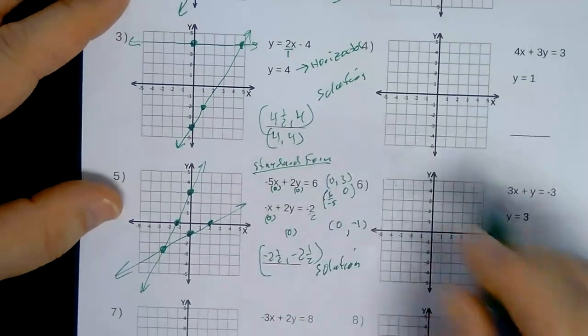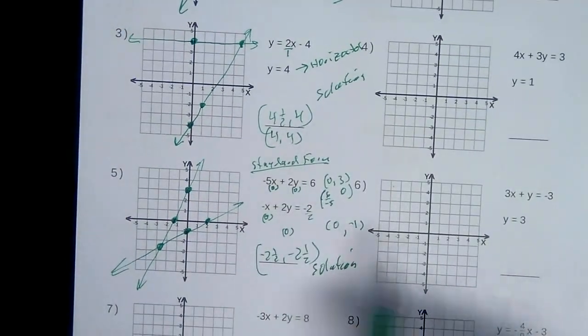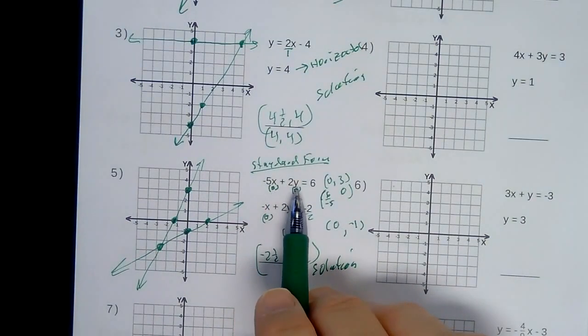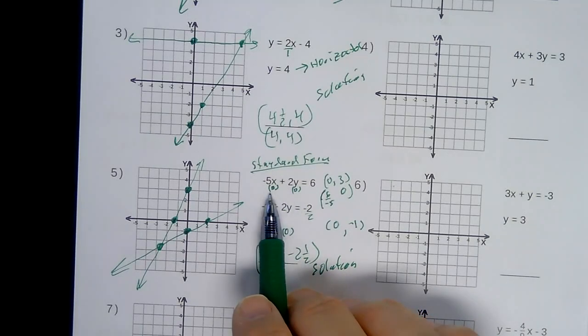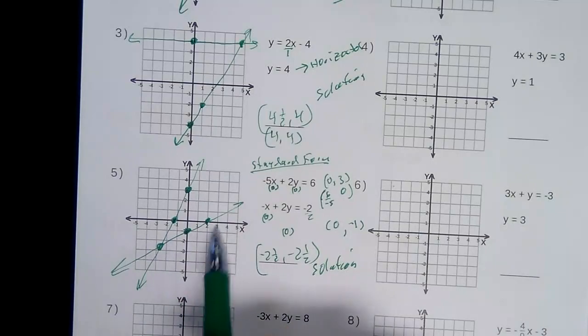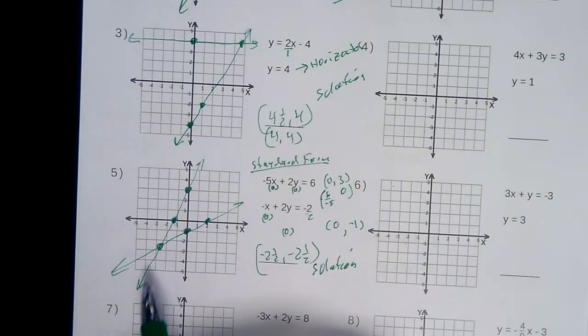Again, standard form is a little bit different graphing because I'm going to let the x be 0 and solve for y. In the other case, I'm going to let y be 0 and solve for x. So all my points are going to be on the x and y axes if you do this correctly.